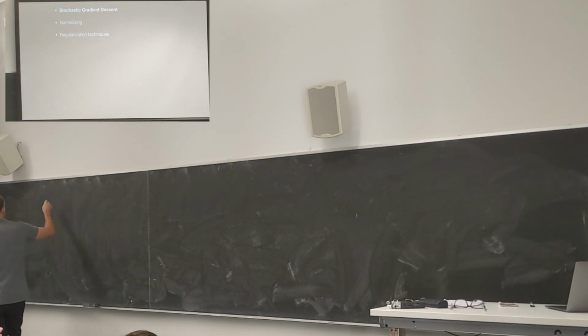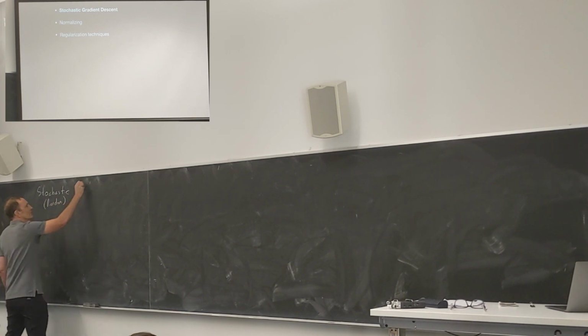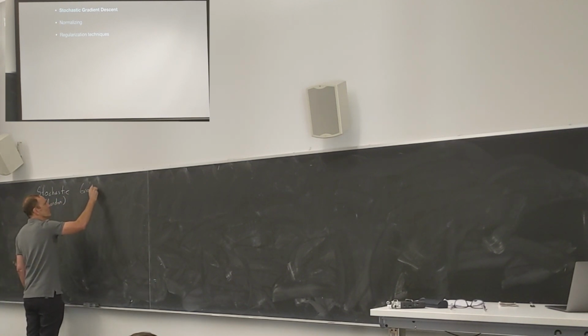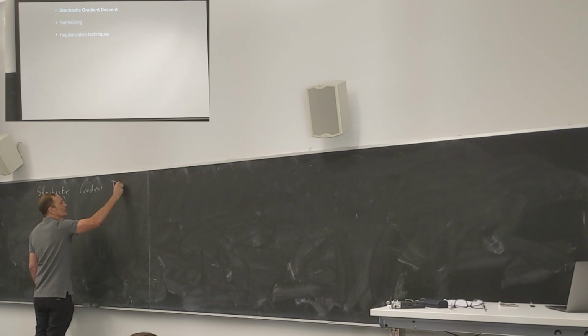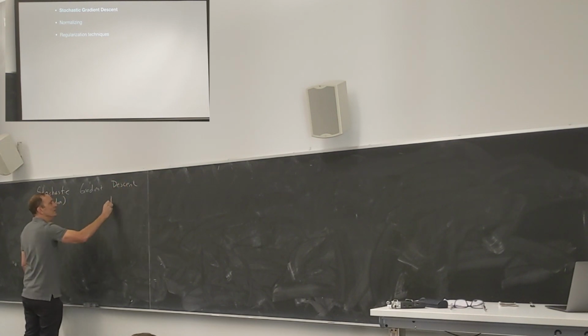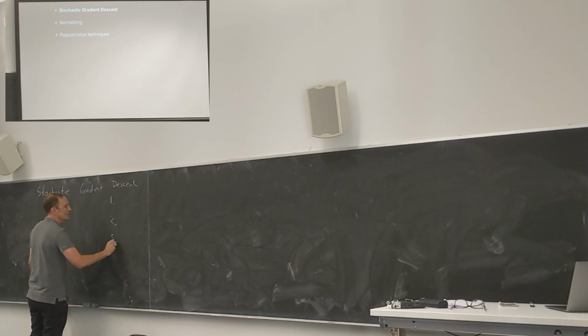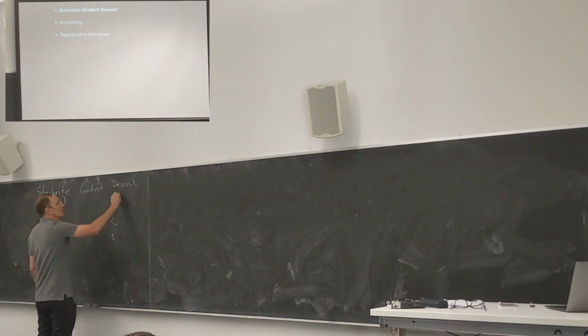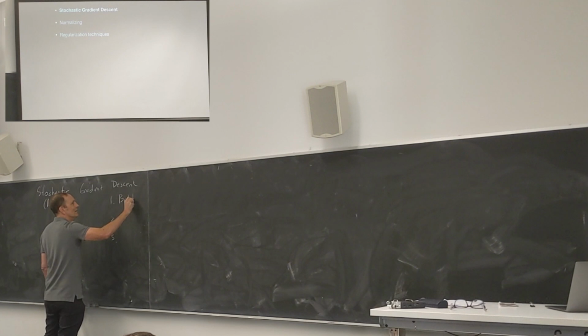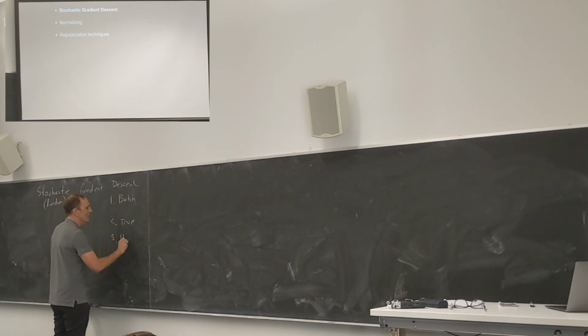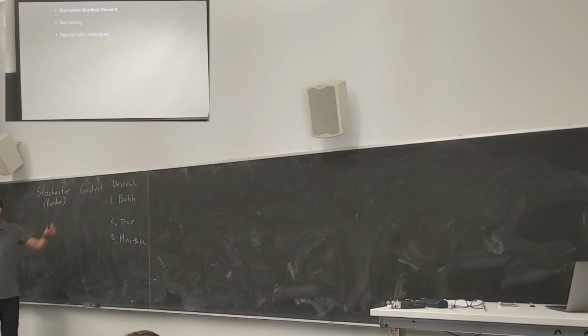So stochastic gradient descent. Stochastic meaning random gradient descent. And there are three cases we're going to look at. We're going to look at batch. We're going to look at what we might call true gradient descent, and then we're going to look at mini batch. Okay. Batch is what we've been doing so far.